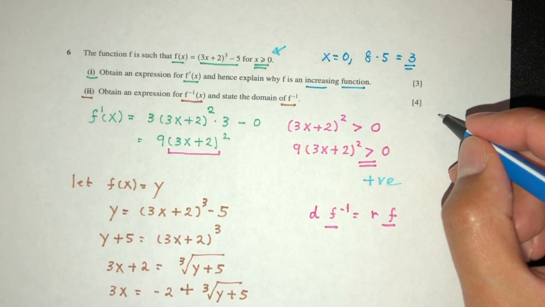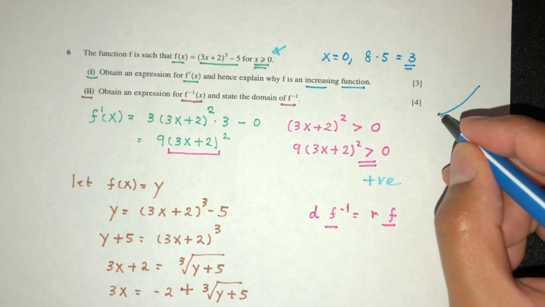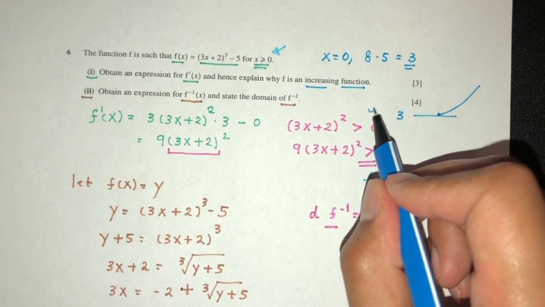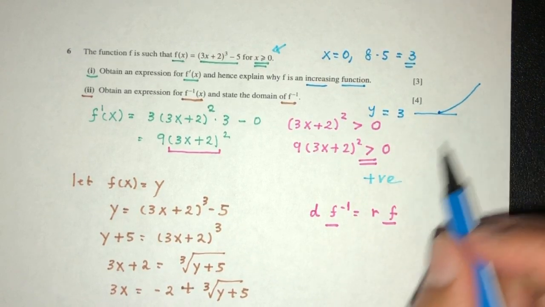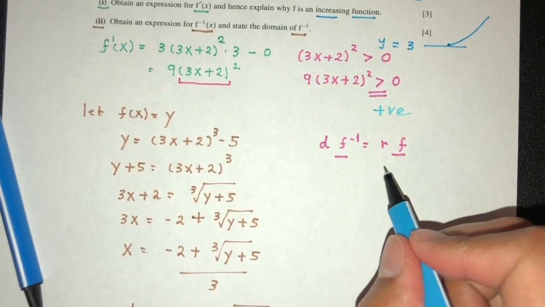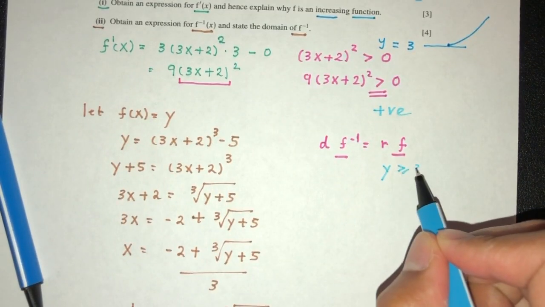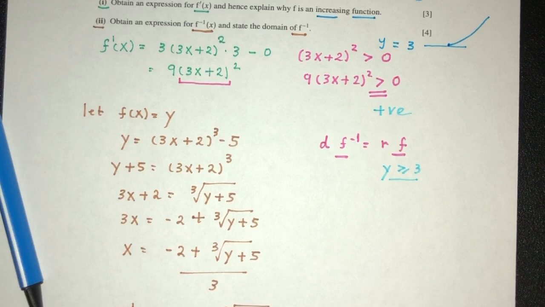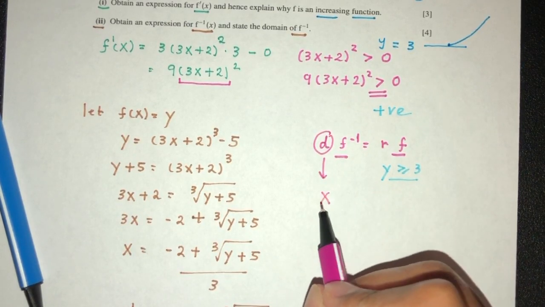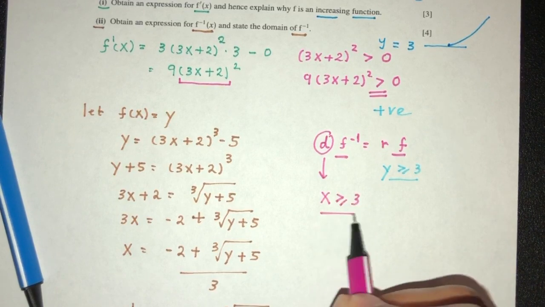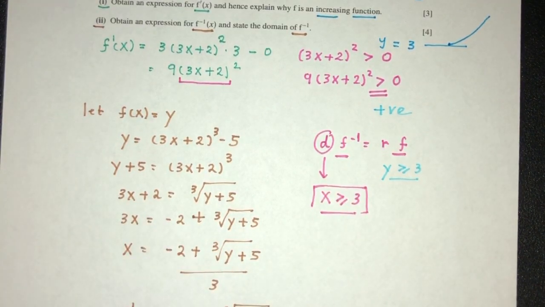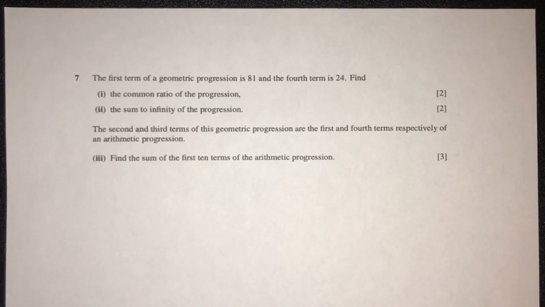So it means that the curve will look something like this, from the value of 3. This is the y value, which is 3. It keeps going up from that point on. Now, this is the range of f, which is y more than or equal to 3. However, to define the domain, we have to write that in terms of x. x has to be more than 3. That will be your answer for part 2 of the question. So let's move on to the next question.